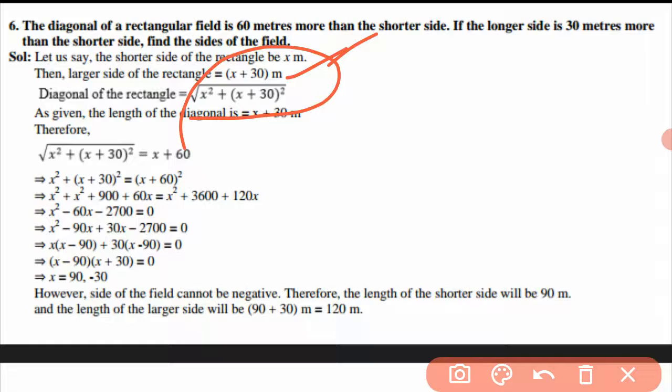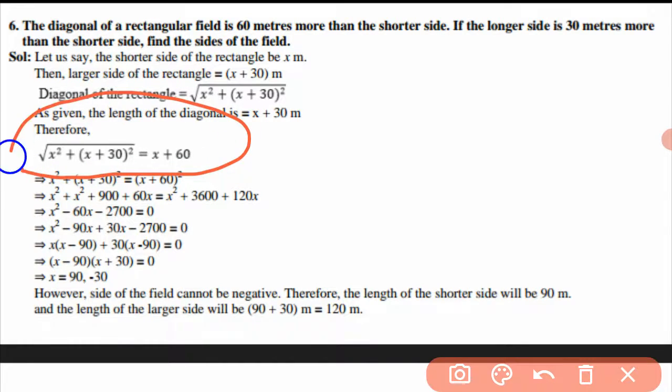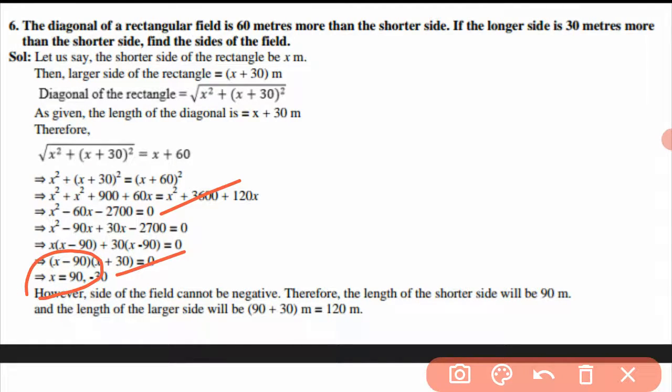We can also use the Pythagoras theorem here. So by solving, under root x square plus x plus 30 whole square equals x plus 60. Now the equation will be formed: x square minus 60x minus 2700 equals 0. We can solve this equation with the help of the quadratic formula or by splitting the middle term. So we can say that the value of x will be 90 or minus 30.